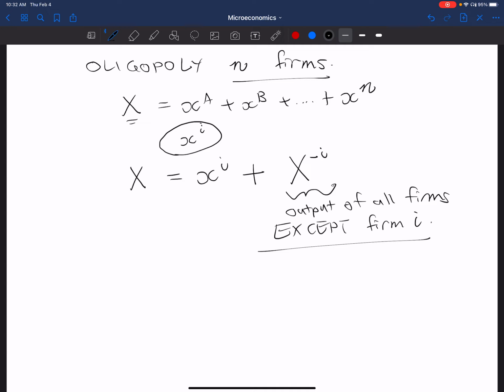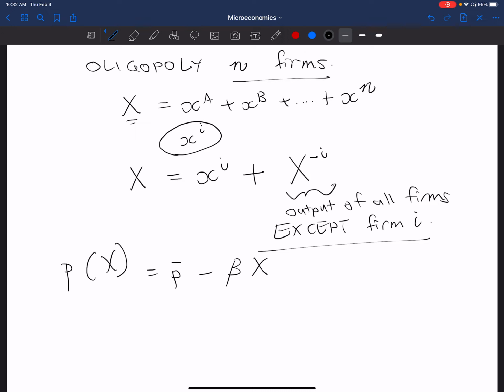That's a very important way that we're going to be thinking about this, because firm I is going to be making a decision about its output based on the total output of other firms in the industry. That total output of all other firms is X superscript minus I. Keeping that in mind, what do we know? We know that P, the price as a function of the total output in the industry, is still going to be equal to P bar minus beta X.